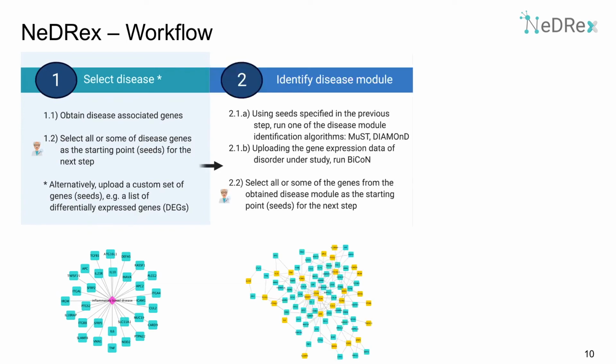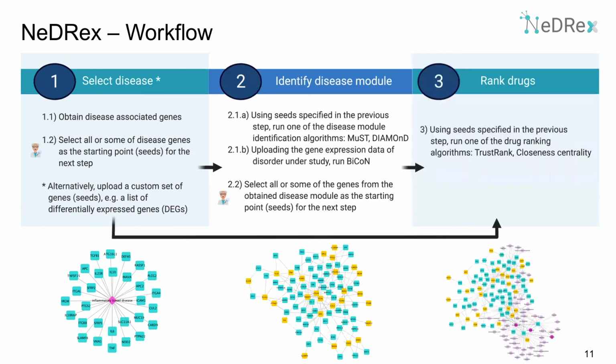In the next step, disease modules are derived using the seeds selected in step 1 by employing the MUST or DIAMOnD algorithms. Alternatively, the ViPer algorithm can be employed to retain disease modules. In this case, step 1 is skipped and gene expression data should be used as input for this step. In the last step, drugs with targets in or in the vicinity of identified disease modules from the previous step are ranked. This last step can also be performed directly after step 1. As mentioned earlier, expert knowledge can be used to supplement the inputs to step 2 and step 3.